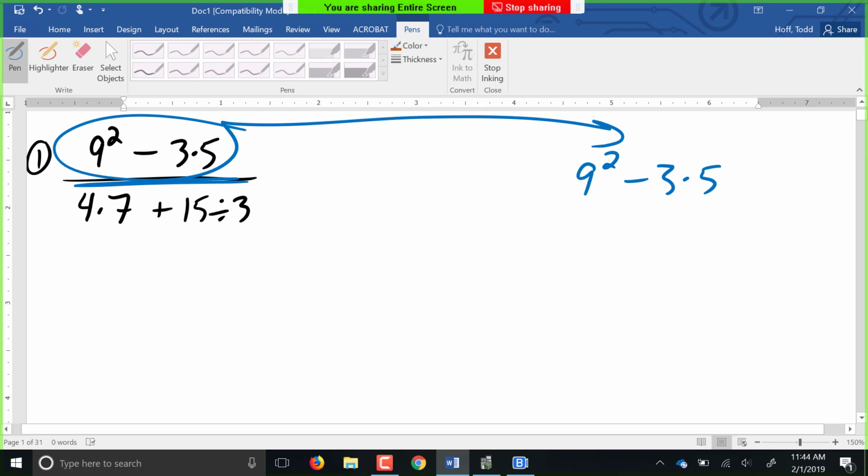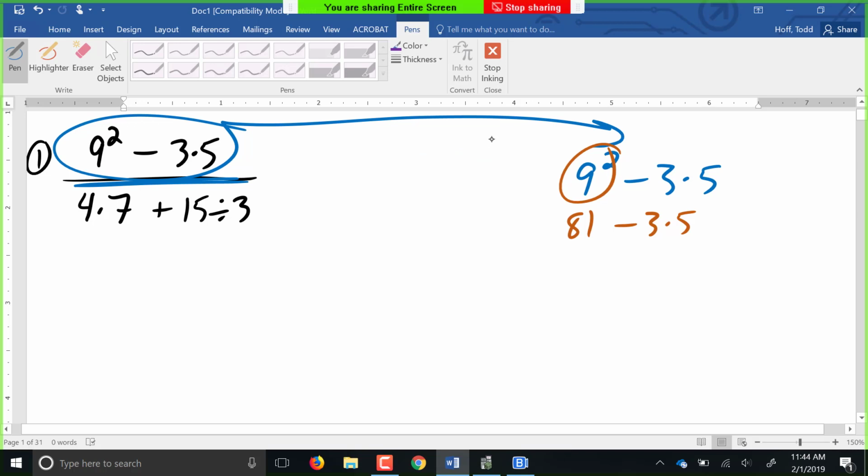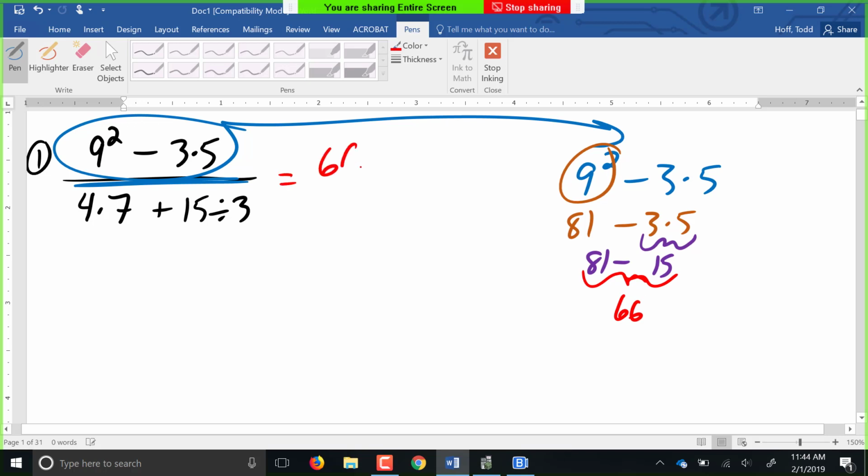I'm going to move it over here so we have room to work on it. So up there, what is the first thing we need to do? Square, 9 squared, which is 81, perfect. What comes next? 3 times 5, which is 15, perfect. And finally, which gives us, perfect. So 81 minus 15 is 66. That is the top reduced to a single number.